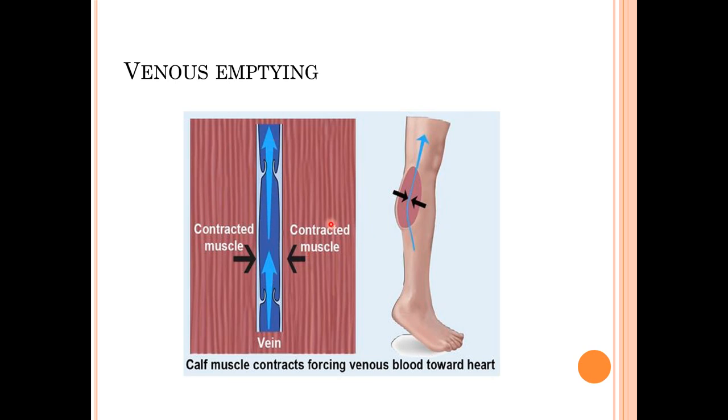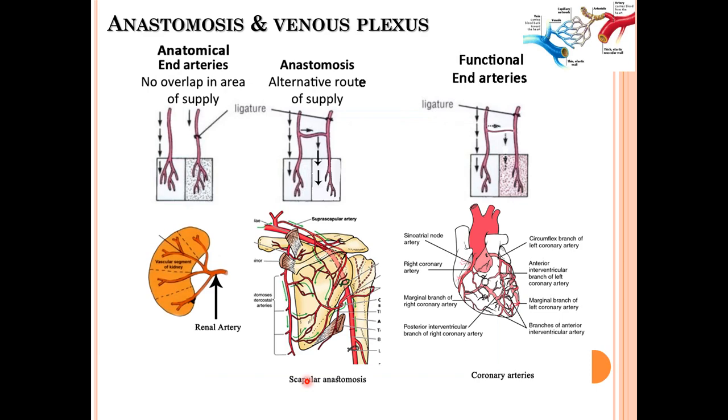So below the level of the heart, venous emptying depends on the pumping action of the heart, the contraction of the surrounding skeletal muscles, and the presence of valves inside the veins. هسه نجي الى نقطة مهمة بالarteries veins, وهي the presence of communication between the blood vessels.